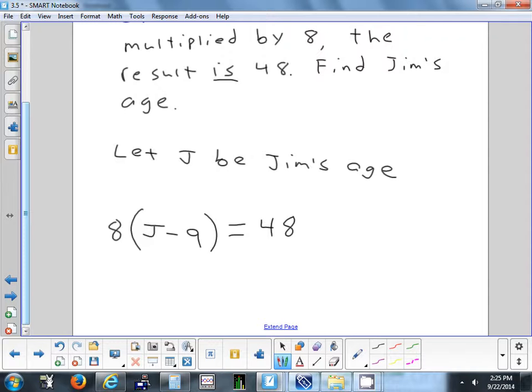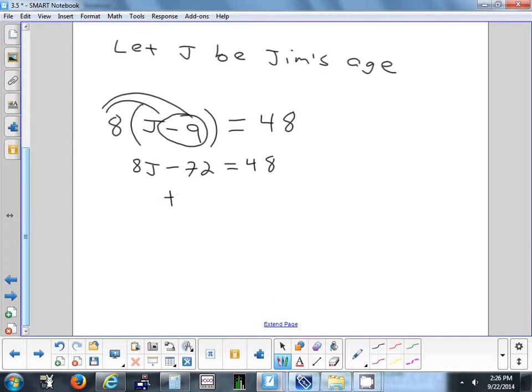Yeah, go ahead. Distribute. What's 8 times J? How about Elijah? 8J, good. 8 times, as Mr. Roy showed you, circle that symbol that goes to the left of the number. 8 times negative 9. Yeah, Isaiah. Perfect. Negative 72. Okay, 2 steps left. You would think they see the next step. Chelsea? Add 72.